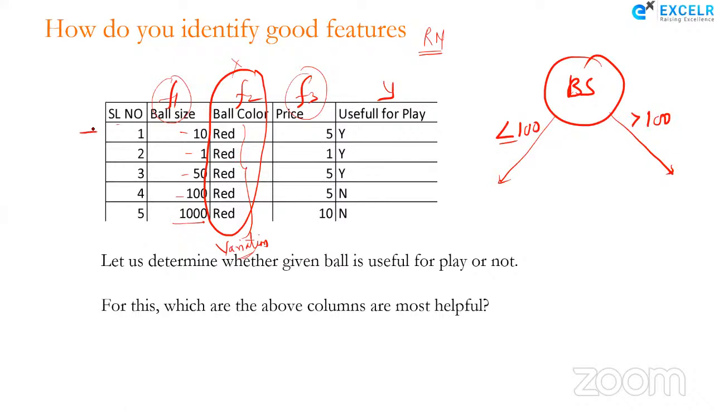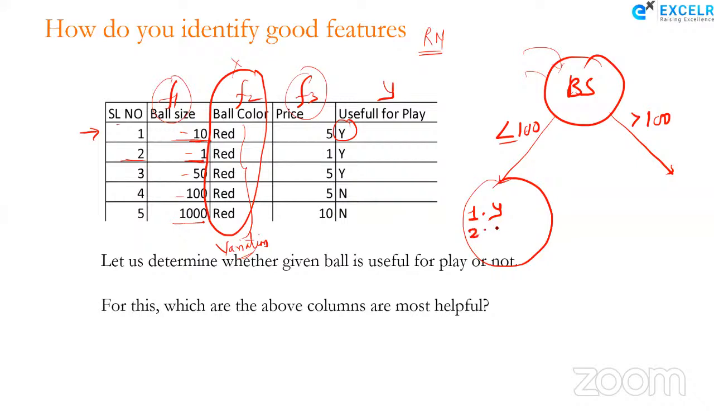So let us take the first data point. What will happen if I pass the first data point? 10 is less than or equal to 100. Yes. So 10 will go over here, and the label for that is yes. I'll take the second data point, which is 1. When I pass 1 through this tree structure, 1 is less than or equal to 100, right? So I'll take 1 over here.